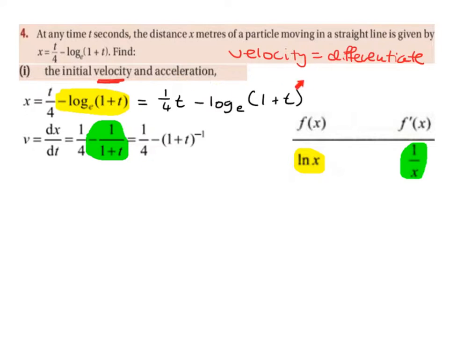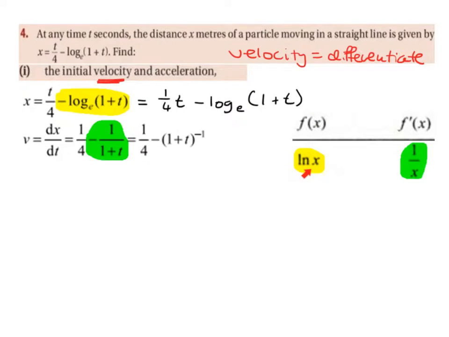So remember that when you hear velocity in a maths paper, this means to differentiate. And when you hear acceleration, this means the second derivative. So we're going to differentiate. So x is equal to t over 4 minus log base e of 1 plus t, which is the same thing as a quarter t, because t over 4 is a quarter t, minus log base e of 1 plus t. So we're going to use one of our formulas from our formula book.